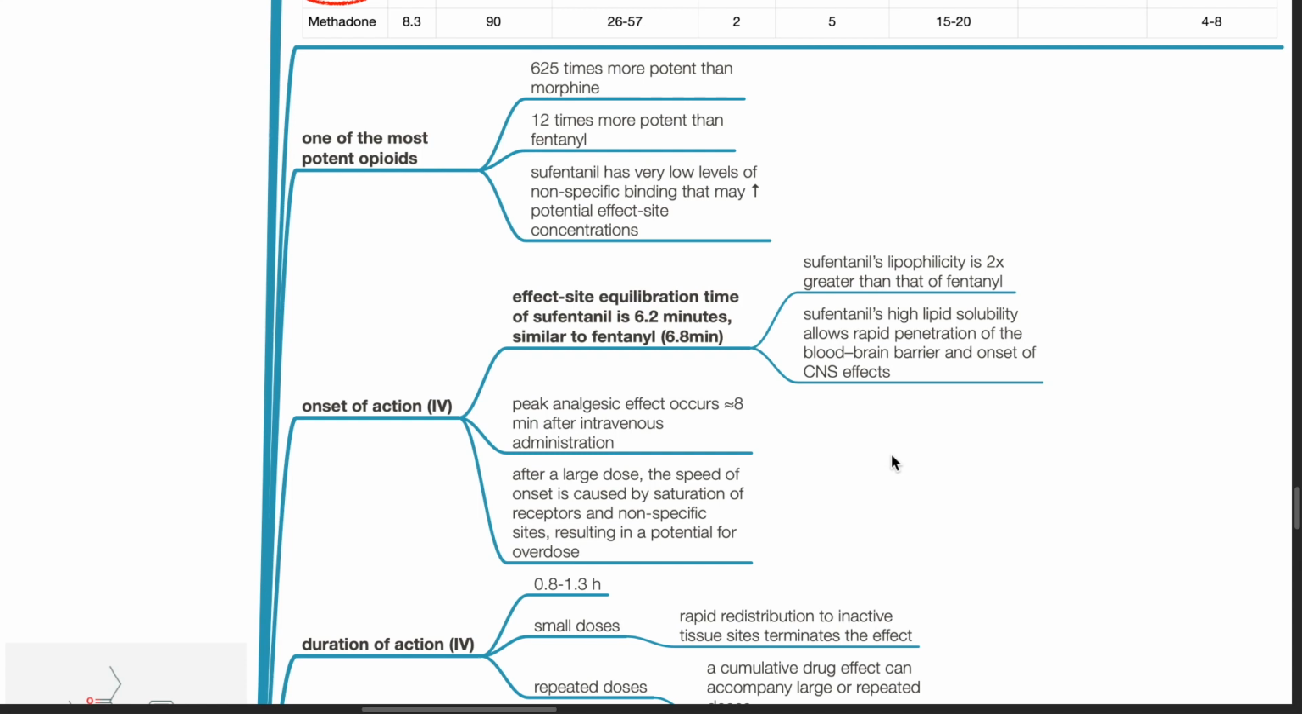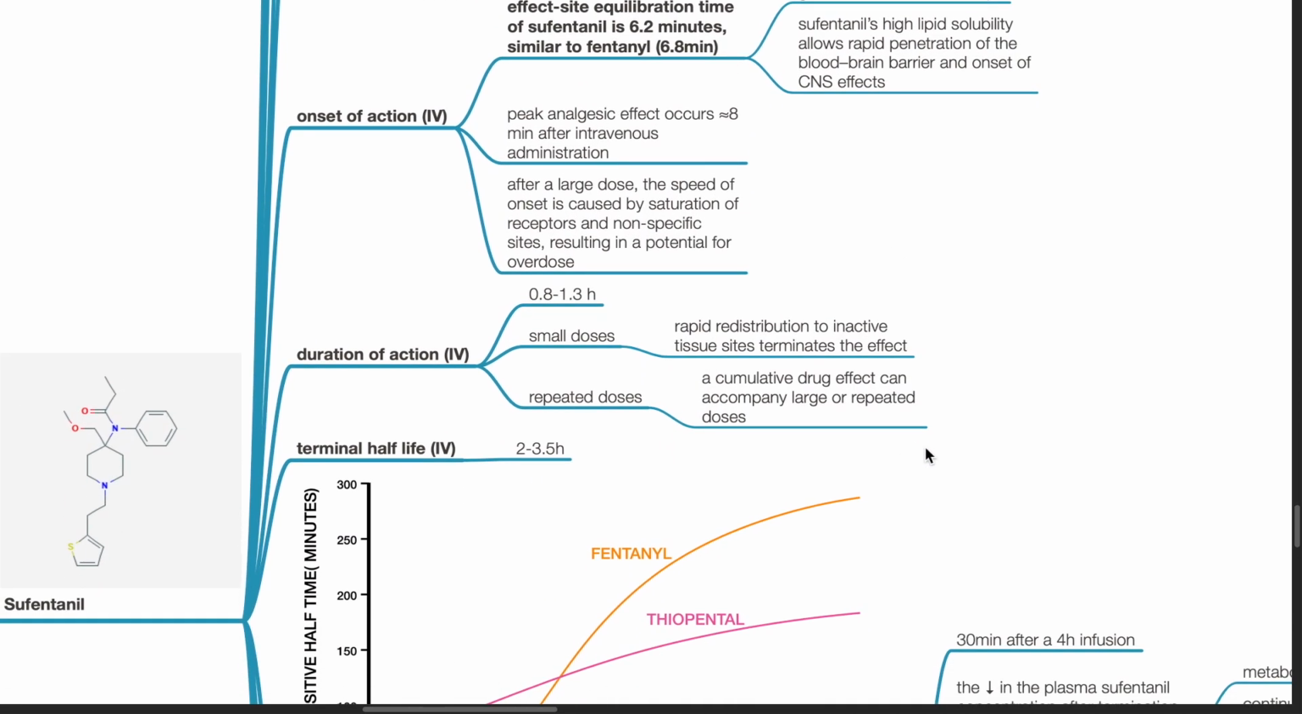Sufentanil's lipophilicity is 2 times greater than that of fentanyl. This high lipid solubility allows rapid penetration of the blood-brain barrier and onset of CNS effects. Peak analgesic effect of sufentanil occurs at about 8 minutes after intravenous administration. After a large dose, the speed of onset is caused by saturation of receptors and non-specific sites, resulting in the potential for overdose. Duration of action for IV route is 0.8 to 1.3 hours.